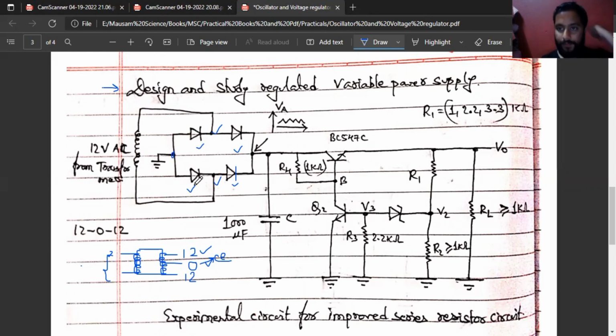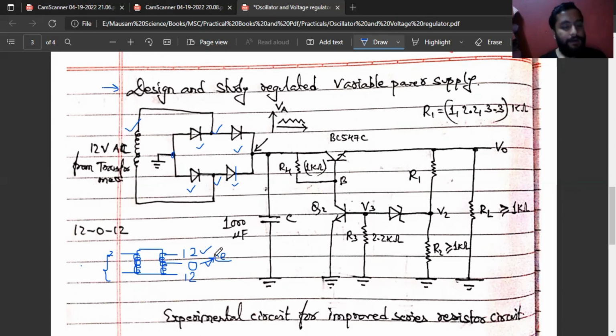In a diode, we can see at the end of the diode there is one mark. With that mark we can understand in which direction we need to keep the diode. This is the regular connection. Here is a transformer. From the transformer output we need this 12 and 0 volt.